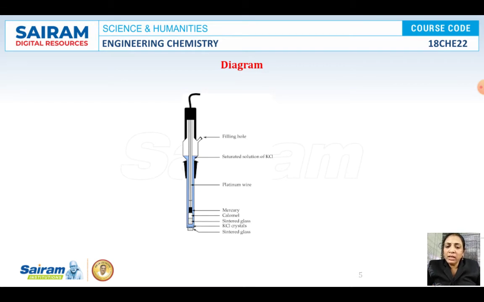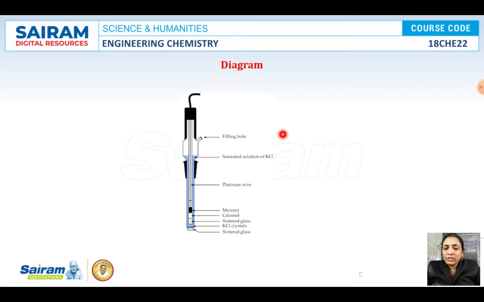This is the diagram of the calomel electrode. At the bottom there will be mercury, and on that there will be a paste of mercury and mercurous chloride, and on that there will be solid KCl, and on the solid KCl there will be either a normal, decinormal or saturated solution of KCl.